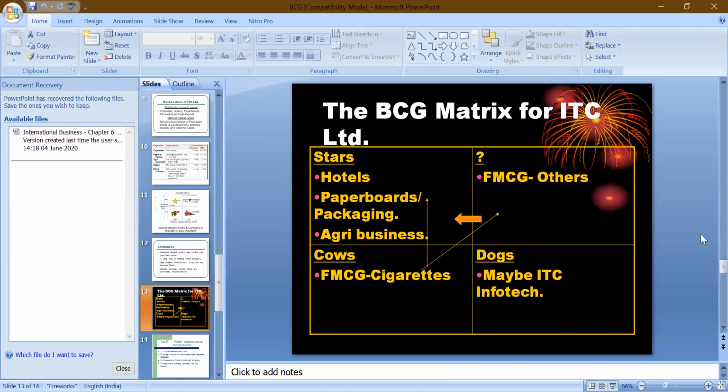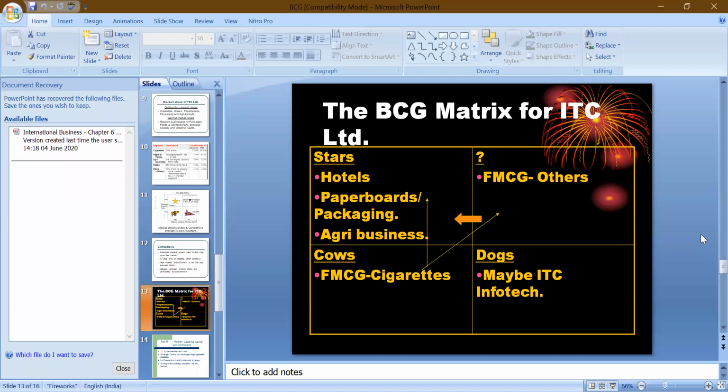Now, if you look at the market share and market growth, I have put here FMCG, the cigarettes, as their cash cow. The company was known as BTC once upon a time. The British Tobacco Corporation later became the Indian Tobacco Corporation, known for cigarettes. Cigarettes are a major generator of revenue for the organization.